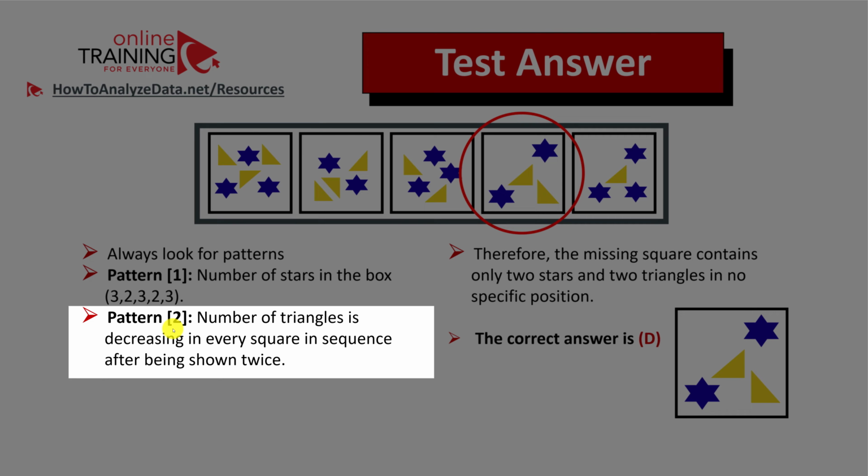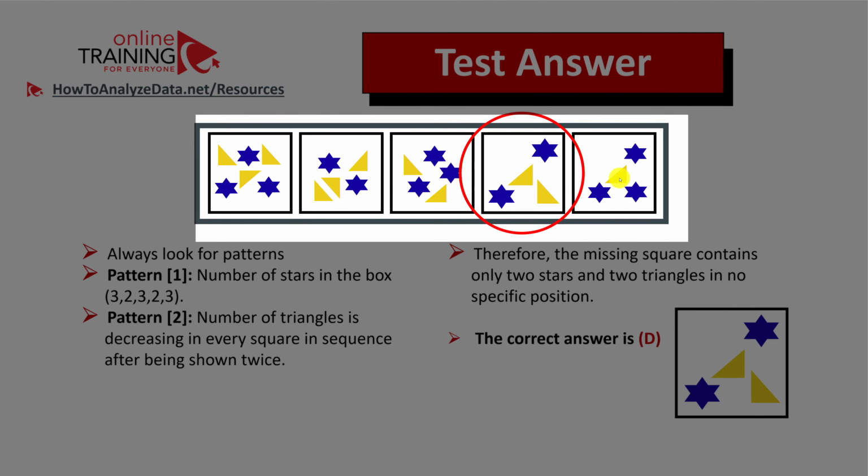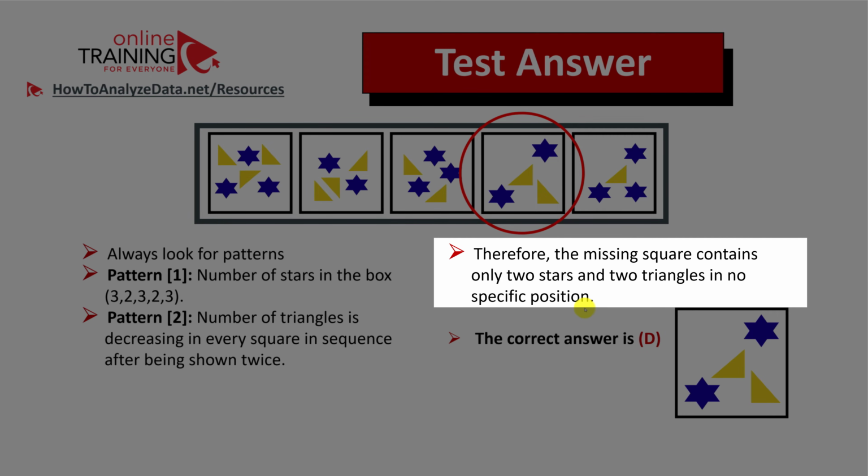There is also a pattern of decreasing triangles, and you see that the number of triangles decreases in every square in the sequence after being shown twice. For example, object number 1 has 3 triangles. Object number 2 also has 3 triangles. The next object has 2 triangles. So following this pattern, the missing object will also have 2 triangles, and then the last one will have 1 triangle. This is why the missing square contains only 2 stars and 2 triangles in no specific position.